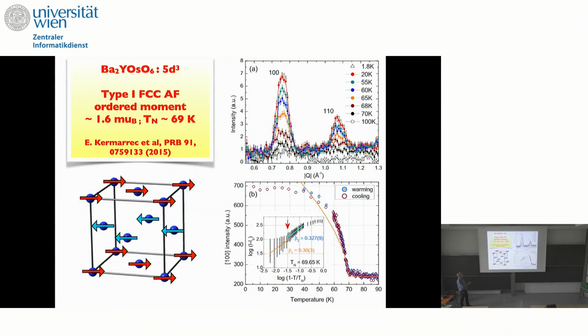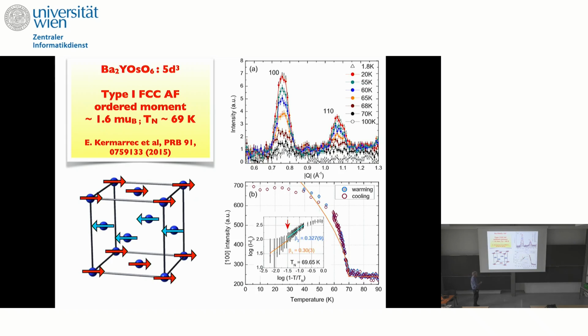I'm showing you work now on barium-2 yttrium osmate, which is 5d3. Indeed, when you get below about 70 Kelvin, these are powder neutron diffraction measurements, and this is the growth of the Bragg peaks due to the dipole order. The dipole order is easy to observe because it's a big ordered moment. The ordered moment is 1.6 mu B, so it's not 3 mu B, which you would get if everything ordered, but it's about half that.